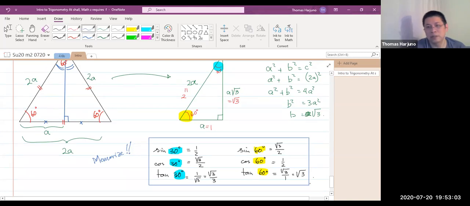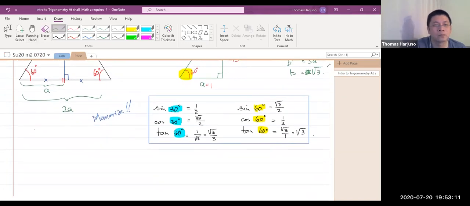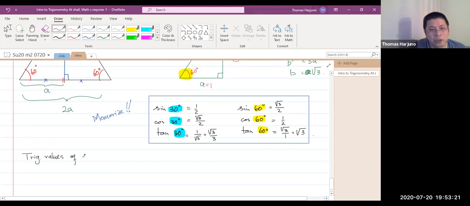In fact, let me say one more thing. Things that you don't like, but it's necessary for you: trigonometry values of special angles need to be in exact form.